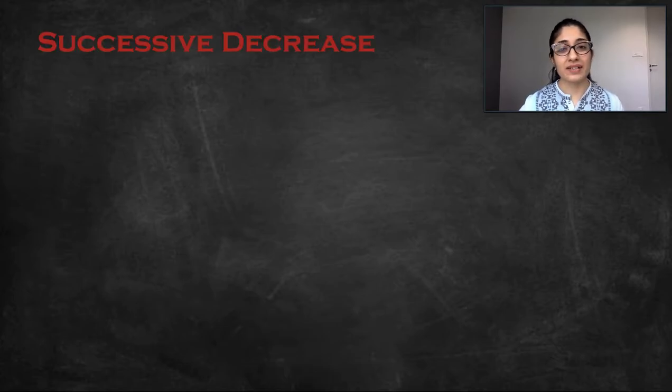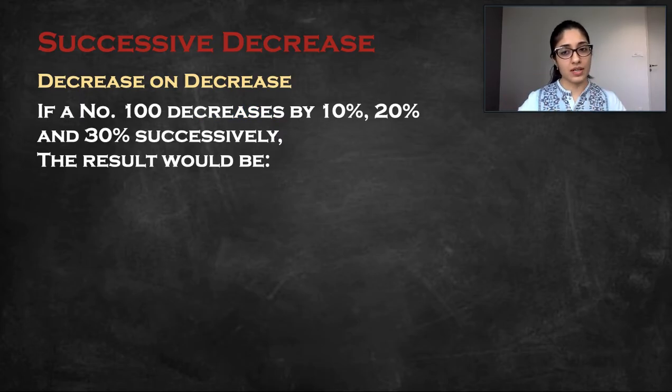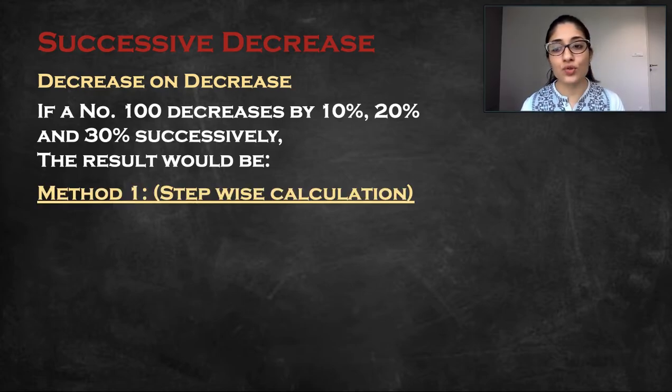Moving ahead with successive decrease. So this concept is very similar to increase. So you can just take it as a revision of increase. So again, it means decrease on decrease. So when a number now needs to decrease by 10%, 20% and 30% successively, how would we go ahead here? So again, we look into two methods.